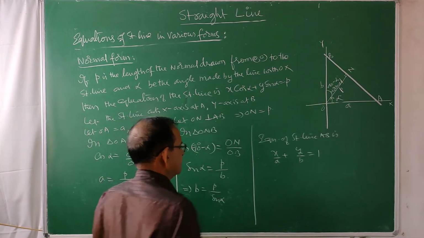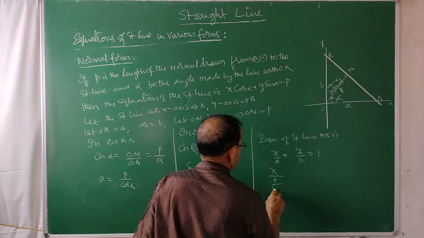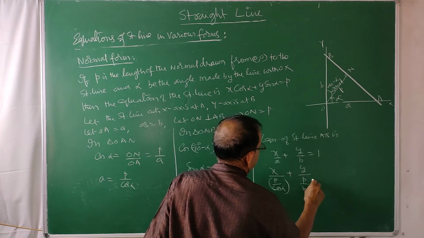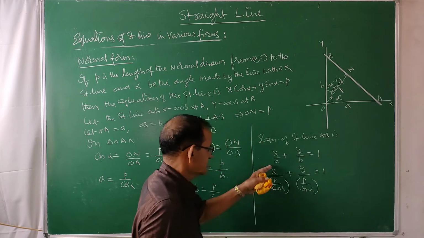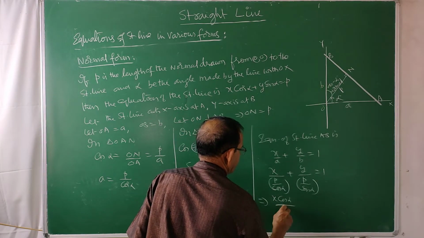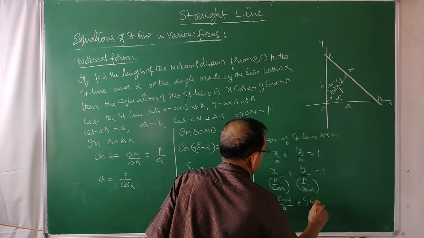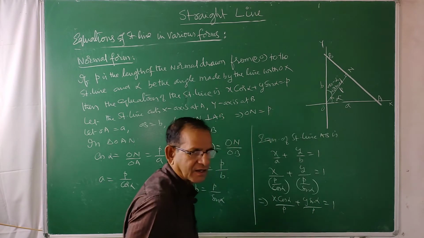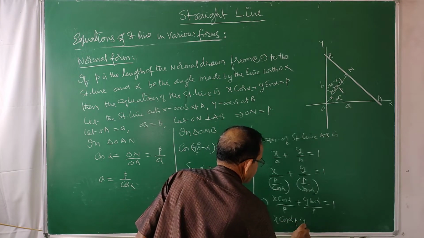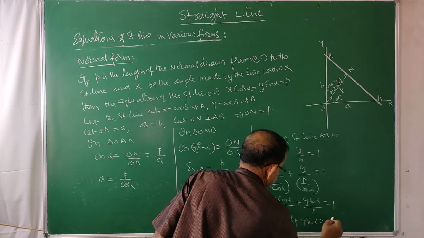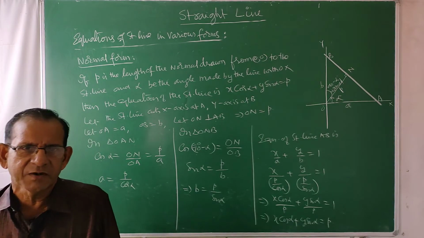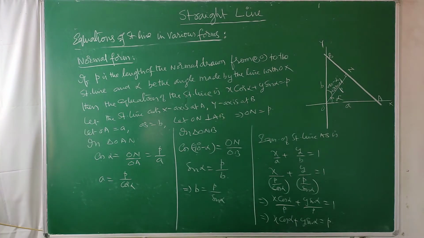a is p by cos alpha, so x by p by cos alpha plus y by p by sin alpha is equal to 1. This cos alpha and sin alpha will go to the numerator. That implies x cos alpha by p plus y sin alpha by p is equal to 1. Take LCM and cross multiplication. That is x cos alpha plus y sin alpha is equal to p. That is the normal form of the straight line. Here alpha and p will be given. You have to find out the equation.